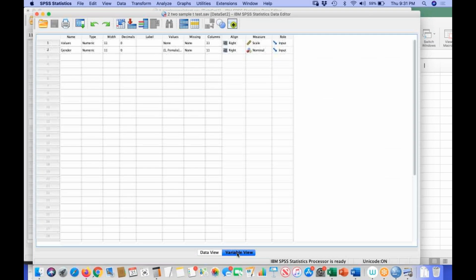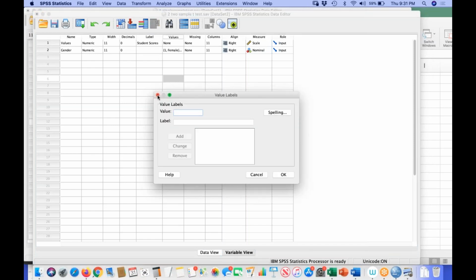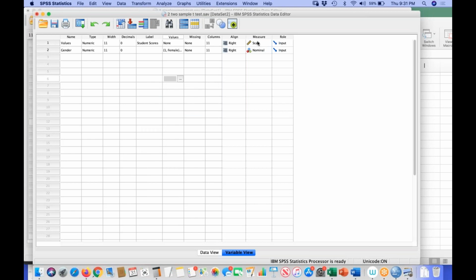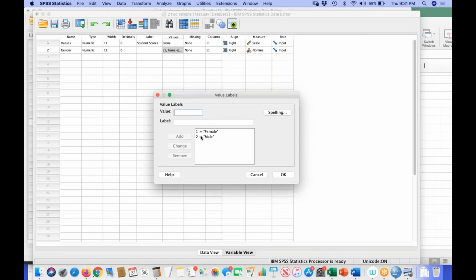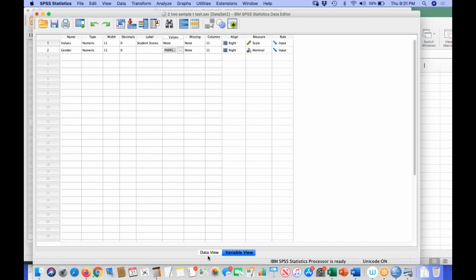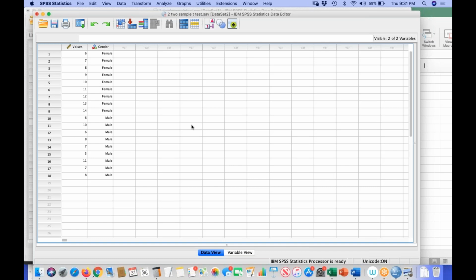If I go to the variable view, you'll see the way I coded it. These are the student scores, and the student scores are scalar, they're numbers, but the gender is a nominal variable. And under values for the nominal variable, I put down 1 is equal to female, 2 is equal to male. That's how SPSS knows what those values 1 and 2 represent. So I'm going to go back here, and the data's in there.